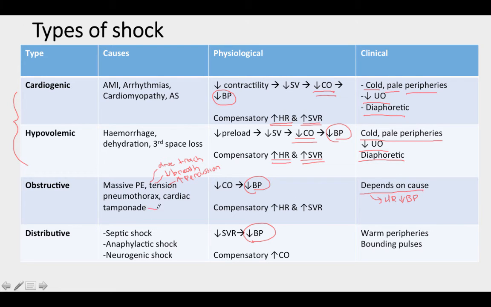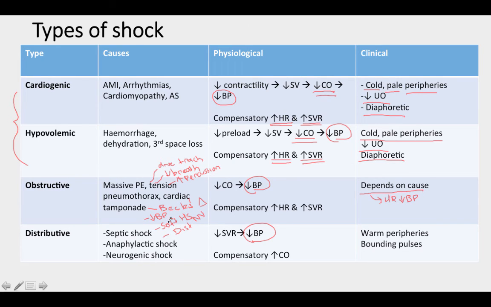Cardiac tamponade presents with Beck's triad, and that includes low BP, soft heart sounds, and distended neck veins. And massive pulmonary embolism, depending on the size of the pulmonary embolism, the clinical presentation is quite varied.